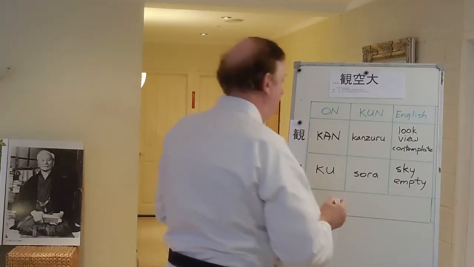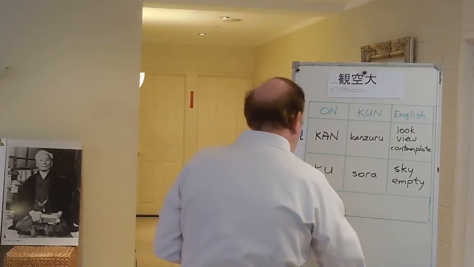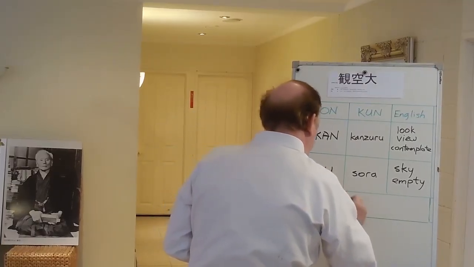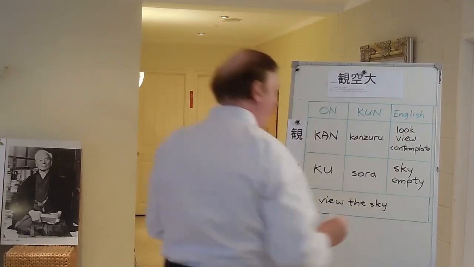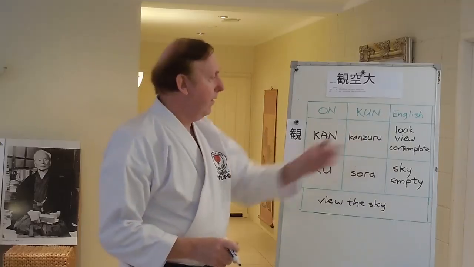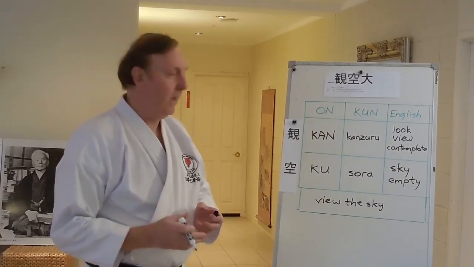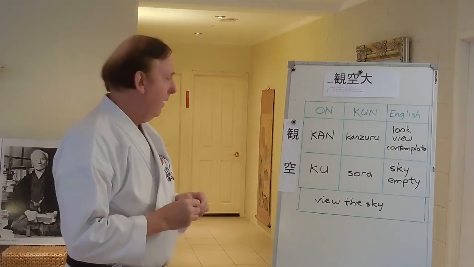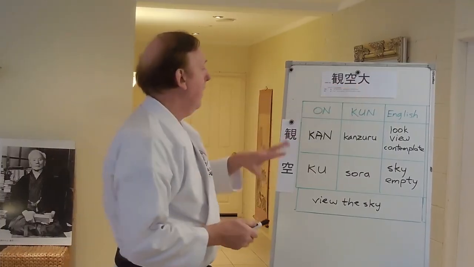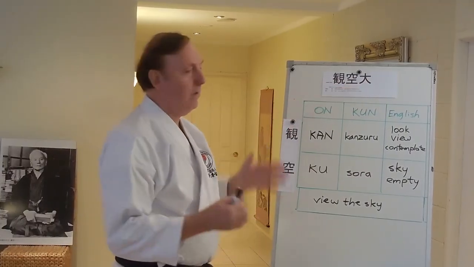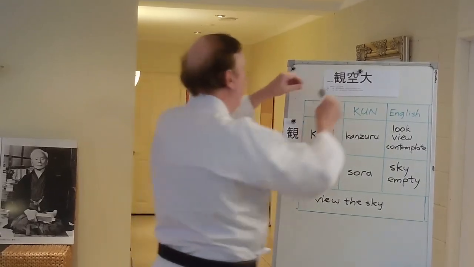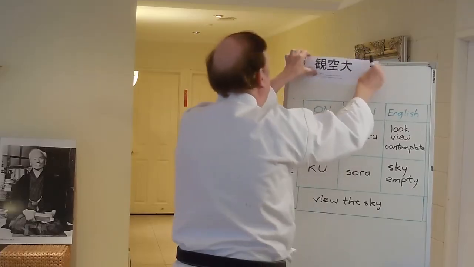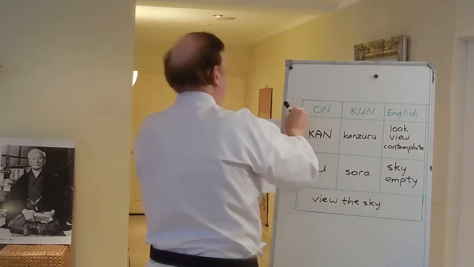So you can say view the sky, with the idea perhaps of the contemplation aspect put into it. So Kanku Dai and obviously Kanku Sho. Kanku Dai just means big and Kanku Sho just means small, as I already explained in the previous video. So let's take a look at the next one.